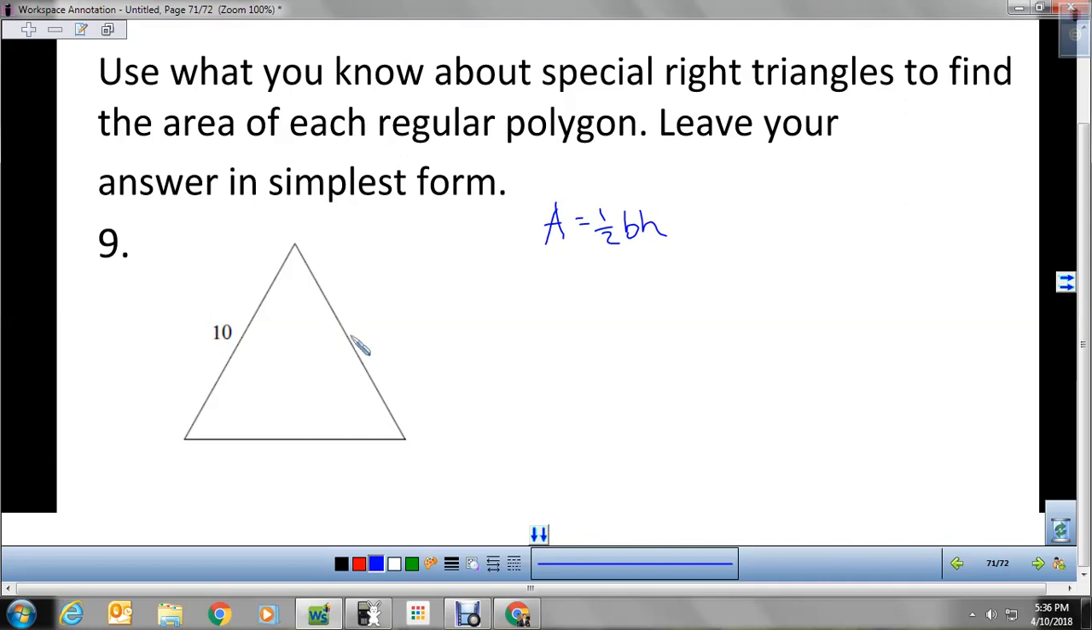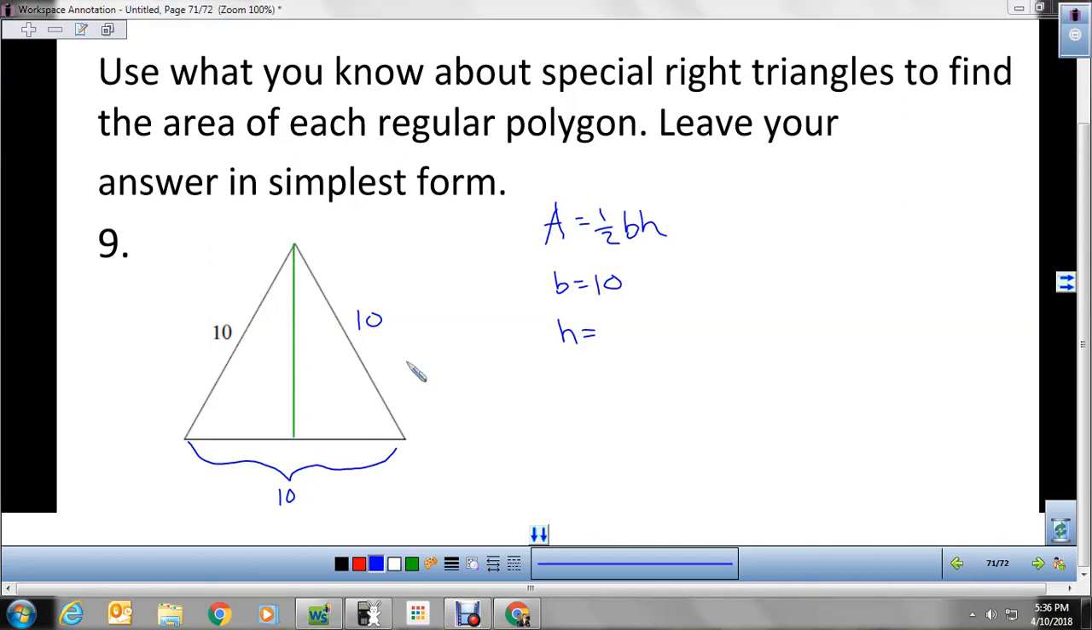Now if this is an equilateral triangle, it's a regular polygon, which means that all sides are the same. So this right down here is also 10, from here all the way to here. Now that would mean that we have a base of 10, and all I have to do is identify my height. The height is going to be our line that goes from the vertex perpendicular to the opposite side, which is similar to what we did with our apothem. Okay, this would be the central angle, we'd have the apothem here. So this is the height, h.